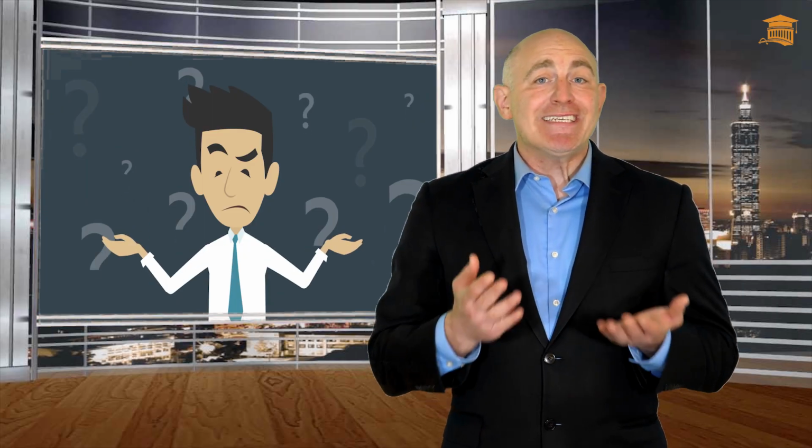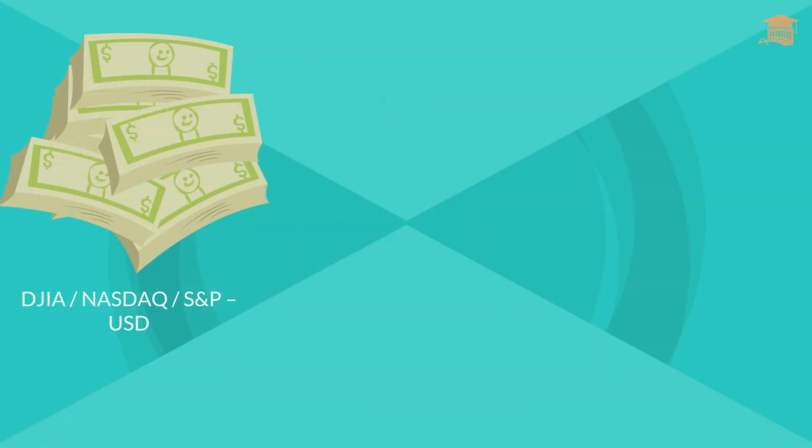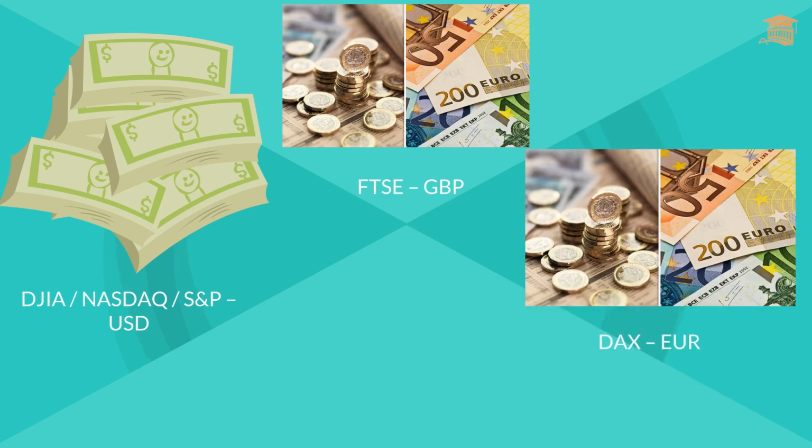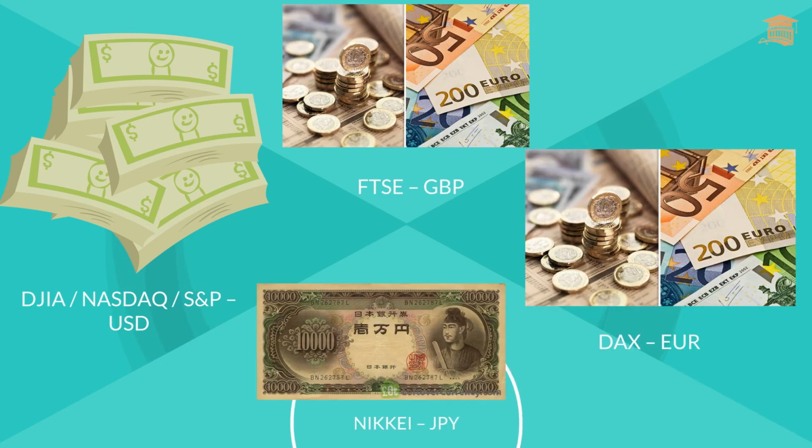Calculating the value of a tick is complicated, especially since each index has its own currency. The US indices obviously use the US dollar. The FTSE uses the British pound. The European indices use the euro, and the Nikkei uses the yen, and so on.